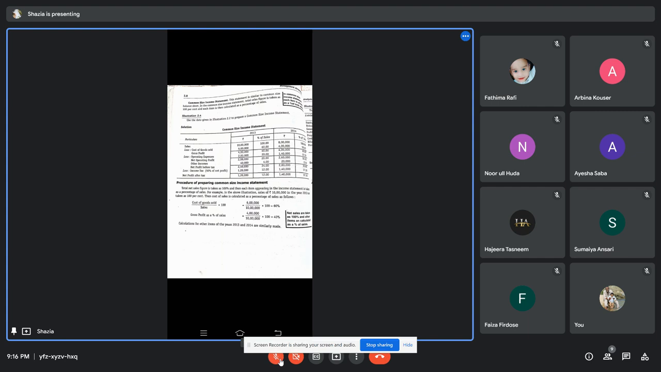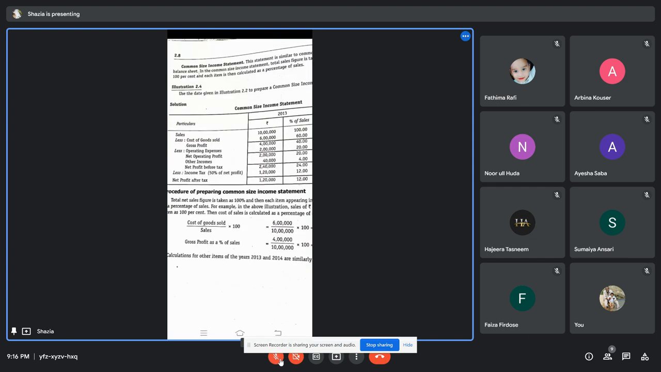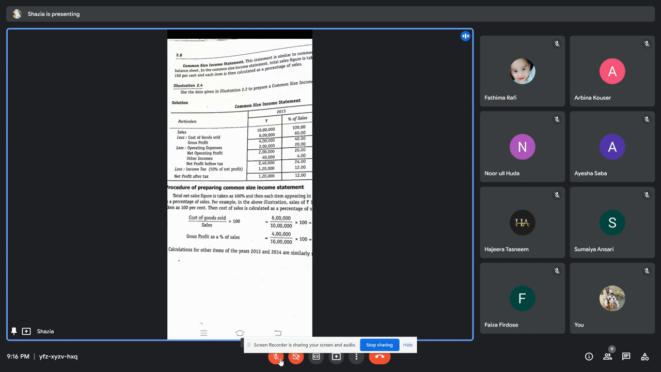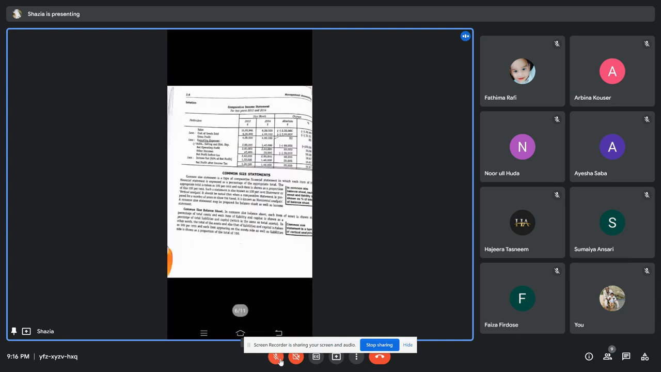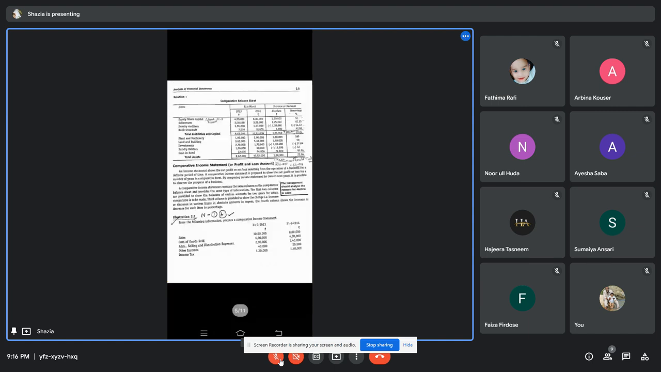Preparation of common size income statement. Use the data given in illustration 2.2. Illustration 2.2 is this one. It's the same thing: yesterday we did the comparative income statement and the profit and loss account.